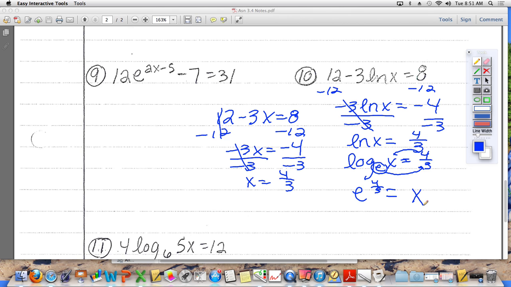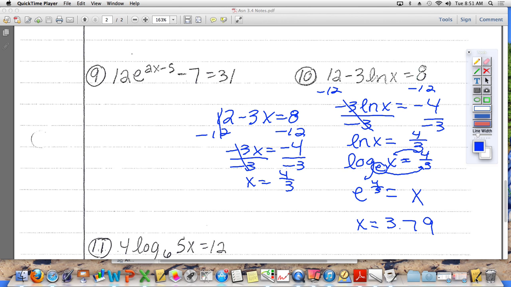I got about 3.79. 3.8. 3.7. Yep. Okay. Got it. Cool. Can we do 11? No.